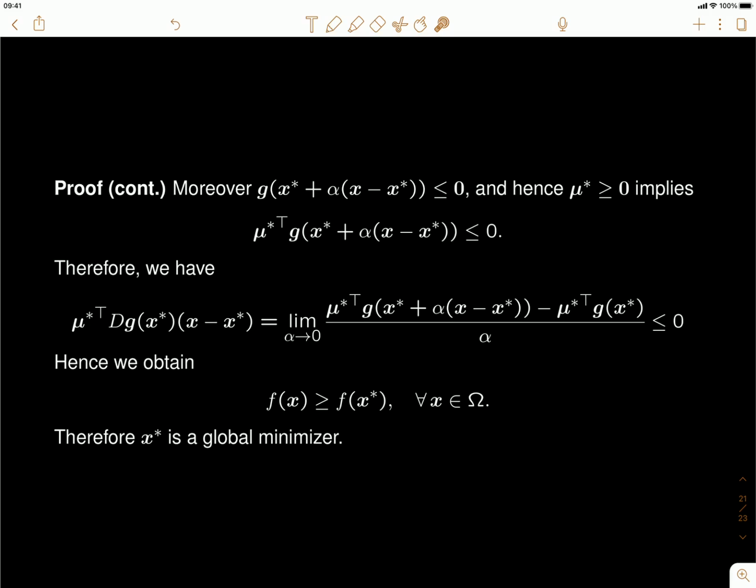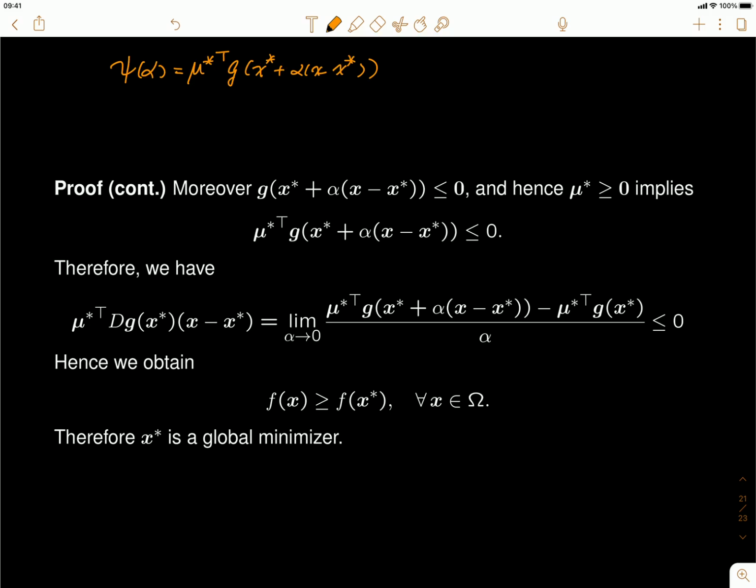And this thing, as before, is just this. And again, the situation is because we set psi of alpha to be mu star transpose times g of x star plus alpha (x minus x star). We can do that. This gives us a number, so it maps alpha to a scalar, which is the inner product of these two.